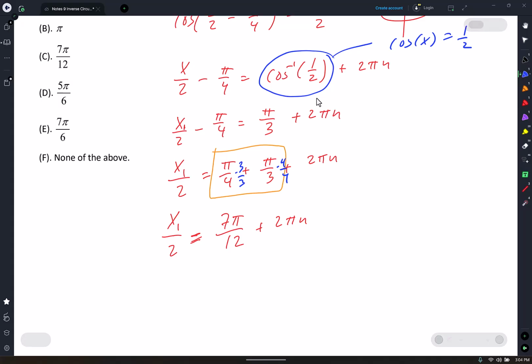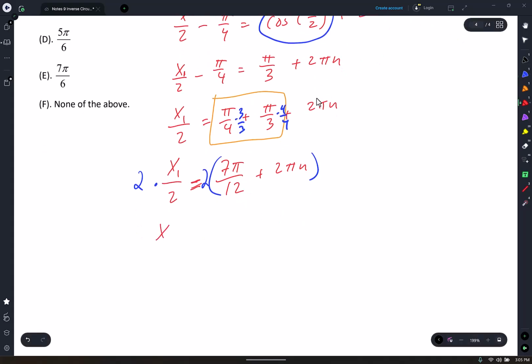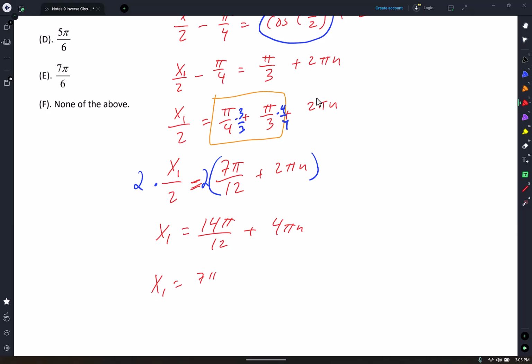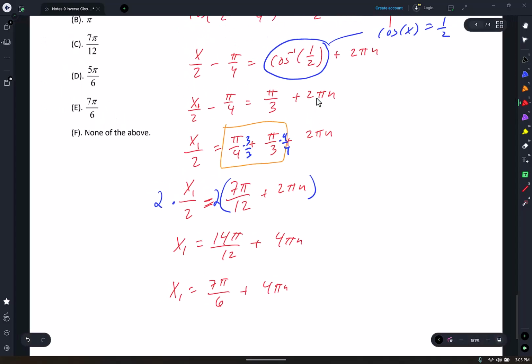I don't want x1 over 2. I just want x1. So I'm going to multiply this by 2. This is x1 divided by 2, multiplied by 2. Whatever you do to one side, you do to the other. Times 2. All right, so here we go. x1 equals, I'm tempted to write 7 pi over 6, but in case you don't see that, I'm going to write 14 pi over 12 plus 4 pi n. And then 14 pi over 12, they're both even, 14 and 12, so that reduces to 7 over 6. And there it is. I'll look for that answer.